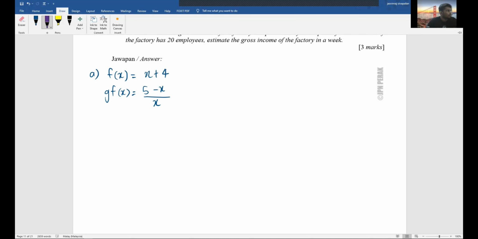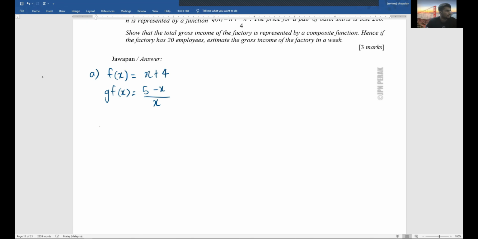The way to find an inverse function is quite easy. Let's say I'm taking f. So I will let f(x) equal y, where y equals x plus 4. So I have to inverse this, and I will get y minus 4 equals x.